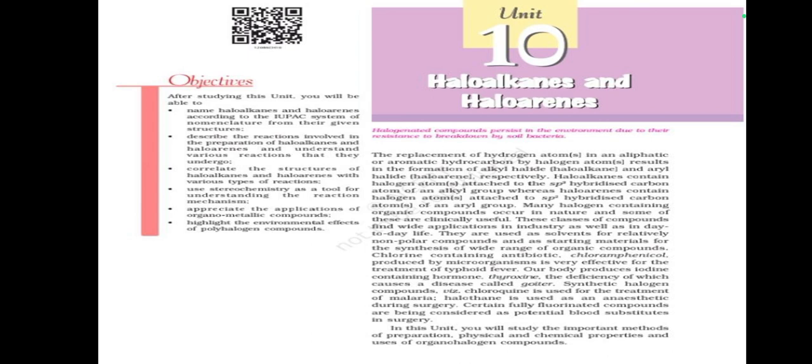Chlorine containing antibiotic chloramphenicol, produced by microorganisms, is very effective for the treatment of typhoid fever. Our body produces thyroxine, and its deficiency of iodine causes a disease called goiter. Among the synthetic halogen compounds, chloroquine is used for the treatment of malaria. Halothane is used as an anesthetic during surgery. Certain fully fluorinated compounds are being considered as potential blood substitutes in surgery.